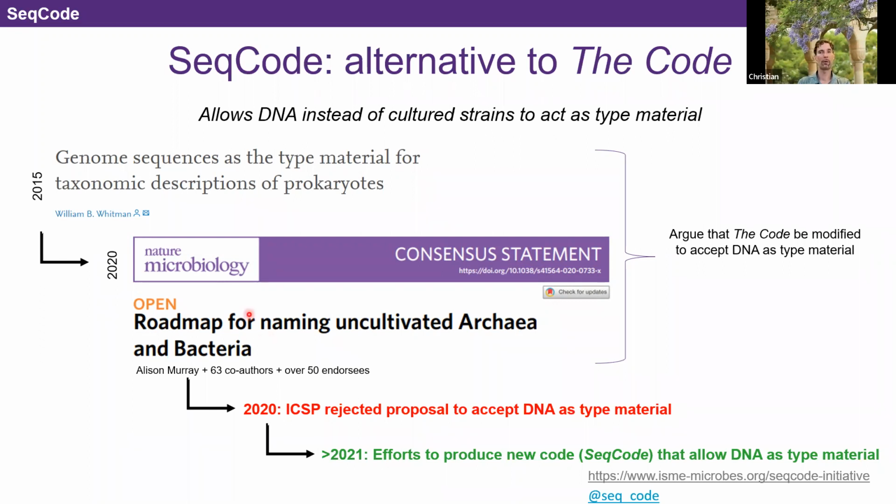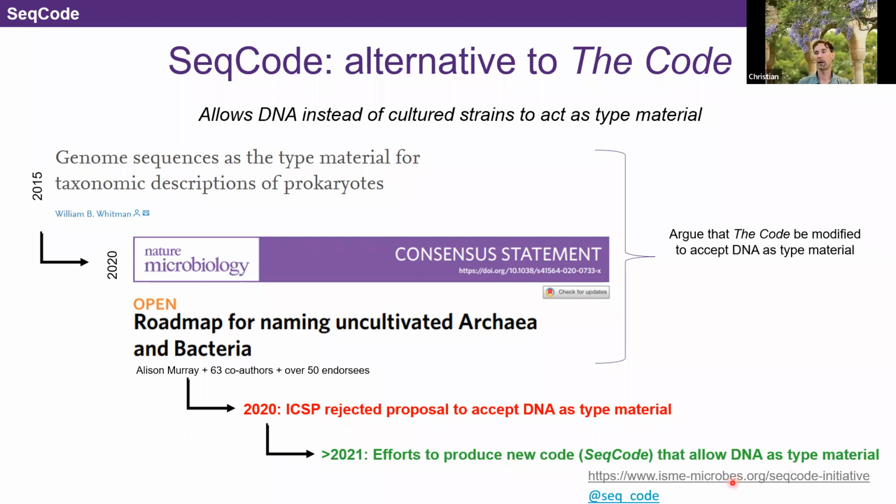Then this was brought to the ICSP, right? The committee that oversees the code, and there was a proposal to accept DNA as type material. Now, unfortunately or fortunately, this proposal has been rejected, right? Meaning that the ICNP will not accept DNA as type material, and that has then led to a, I don't know, a hard fork, if you will, in 2021. Efforts started to produce a new code, the SeqCode, right, that allows DNA as type material.